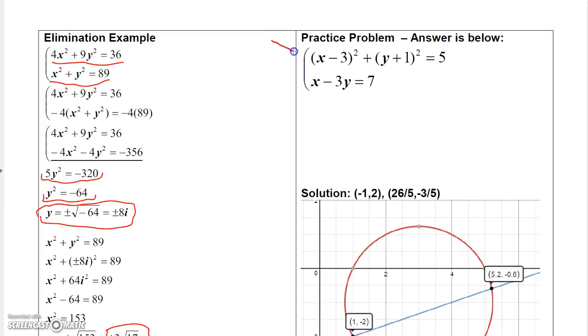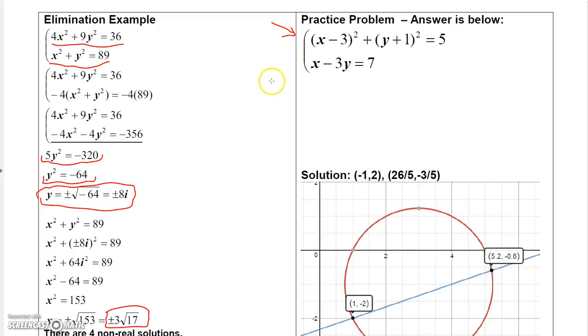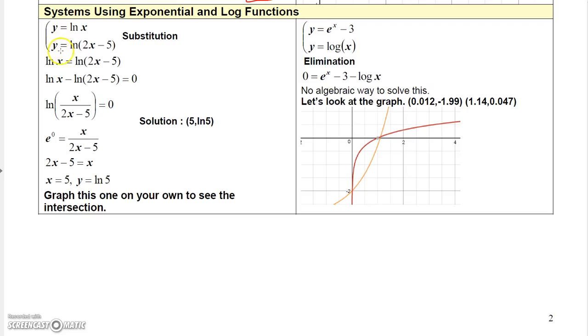Okay, freeze the video and write this problem down and try to work it using substitution is probably your best bet. And then see if you get the solutions I got down here. And you can start the video back and check your solutions when you're done. Okay, let's do one more.